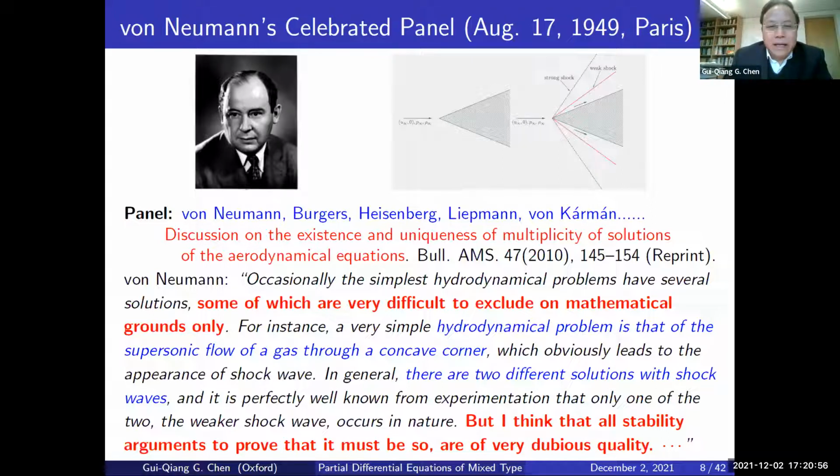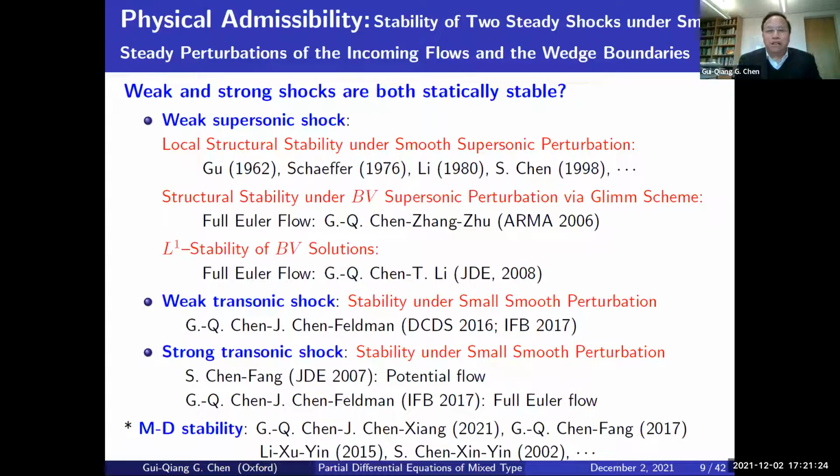So we started on the problem, trying to see whether the solution, regarded as a steady state, is stable or unstable under perturbation in a steady framework. You perturb the incoming steady flow and perturb the wedge. Can we understand the stability issues? It turns out that through these 20 years, this has been relatively well understood, physical admissibility in terms of the steady case.